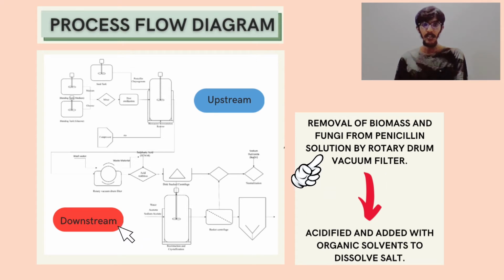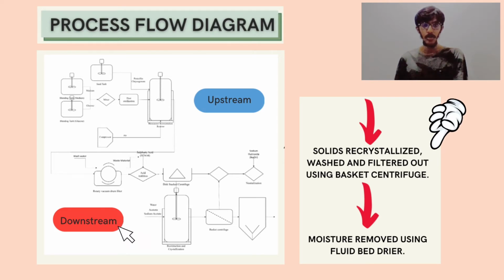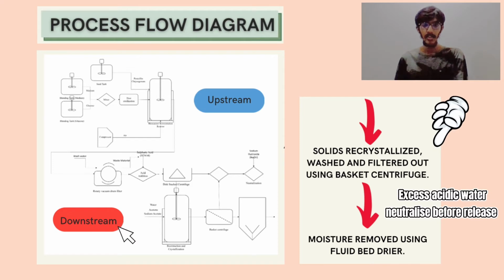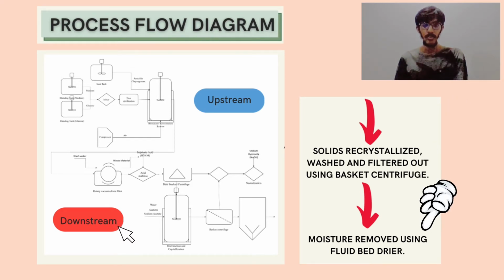Removal of biomass and fungi from the penicillin solution is then carried out by a rotary drum vacuum filter. Remaining solids are then acidified to maintain product activity and added with organic solvents to dissolve the salt. Solids are recrystallized and washed before filtering them out from the solution using a basket centrifuge. The excess acidic water from centrifugal extraction is neutralized before release. Finally, moisture is removed using a fluid bed dryer.